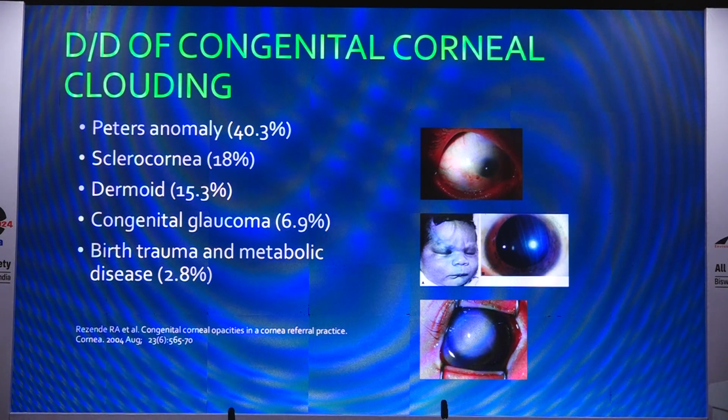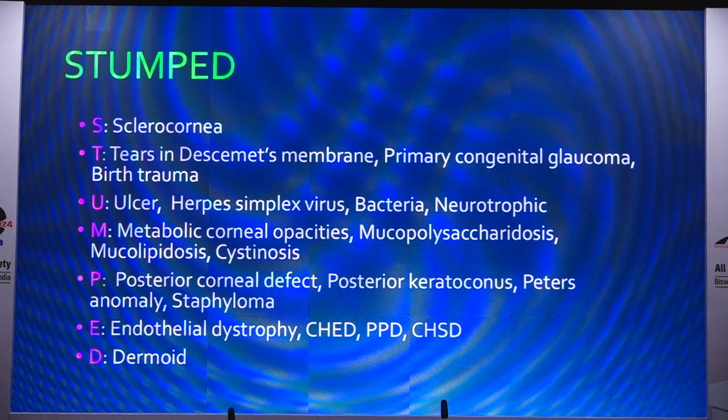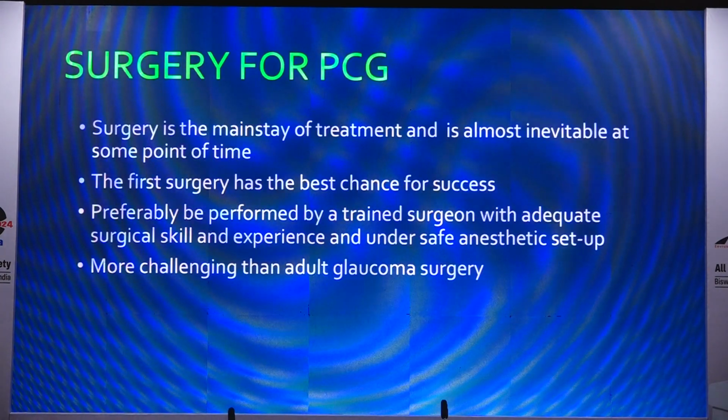According to one study, the most common differential diagnoses were Peters anomaly, sclerocornea, dermoid, congenital glaucoma, birth trauma, and metabolic disease. And there is a mnemonic to remember this: S for stumped, S for sclerocornea, T for tears in the Descemet's membrane, U for ulcer, M for metabolic diseases, P for posterior corneal defect, E for endothelial dystrophy, and D for dermoid.